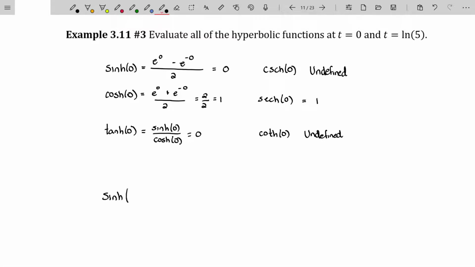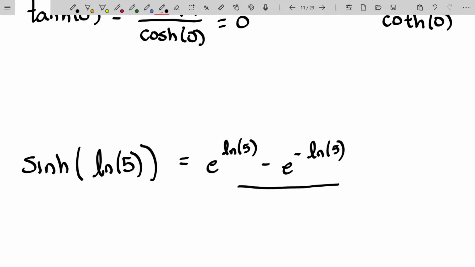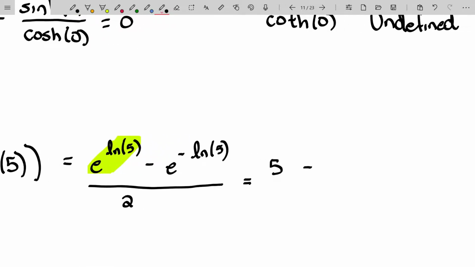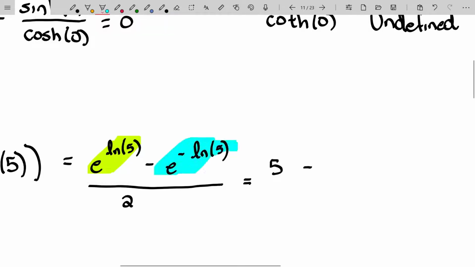So sinh of the natural log of 5, well, that's e raised to the natural log of 5 minus e to the negative natural log of 5 over 2. We know that at least in the first case, e to the natural log of 5 is going to be 5 just by properties of logarithms and exponentials. So that's going to be 5 minus the second one here. Let me go ahead and highlight that in a different color. You have to do a little bit of manipulation first. So that's e to the natural log of 5 to the negative first.